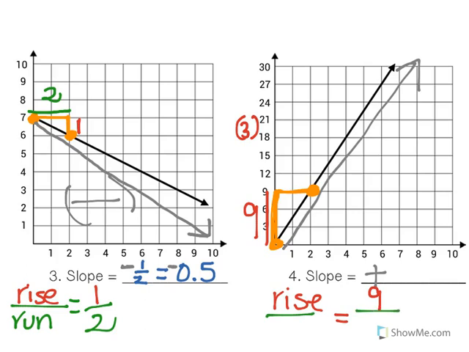My x's are counting by 1s. So I'm going 1, 2. My run is 2. So my slope is positive 9/2. And if you want a decimal, it would give you a positive 4.5.